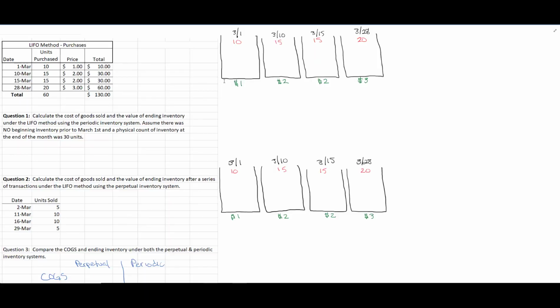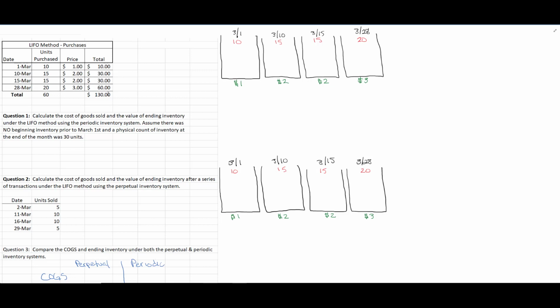If you watched my video on the FIFO inventory method, you know that when I approach these types of problems, I like to set them up using buckets. Each bucket represents each lot of inventory or each group of inventory that was purchased on a specific date at a specific price. That way it helps me keep everything straight when I need to go in and calculate out my ending inventory and my cost of goods sold. So let's take a look at the first question here.